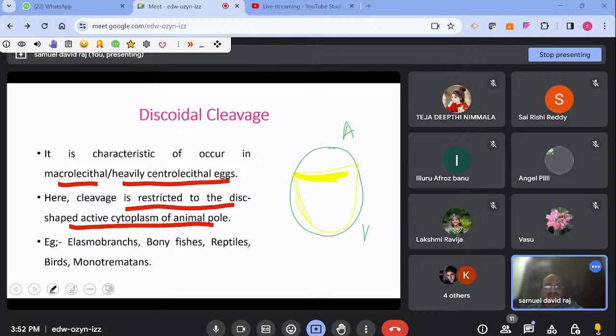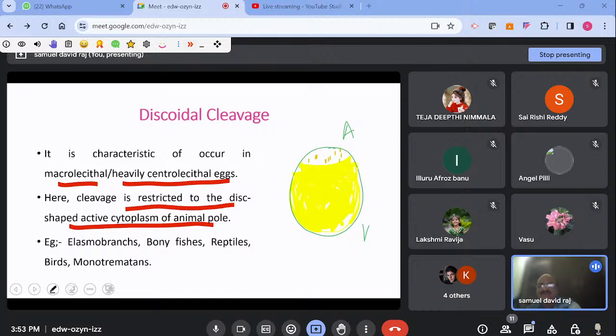So yolk is filling the entire vegetal pole. At the same time, almost it fills the animal pole also. So this entire thing is filled with yolk, large amounts of yolk, in case of bird egg, prototherian egg, eggs of bony fishes, eggs of reptiles like turtles and elasmobranch fishes. So actual cytoplasm is restricted to this portion only.